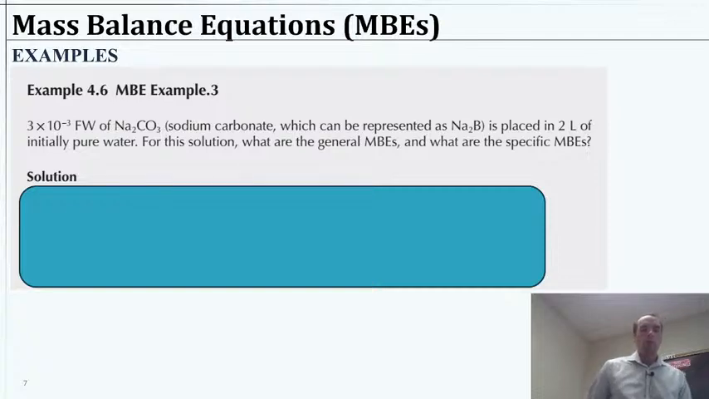Okay, one more. We've got 3 times 10 to the minus third formula weight of sodium carbonate, which can be represented as Na2B. This is placed in 2 liters of initially pure water. For this solution, what are the general mass balances and specific ones?